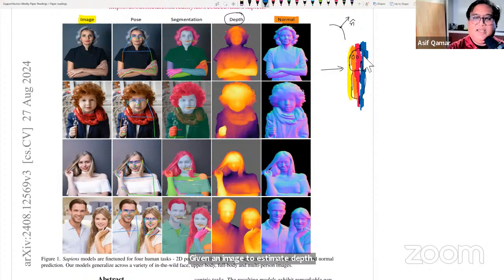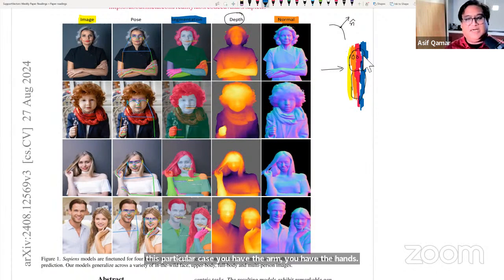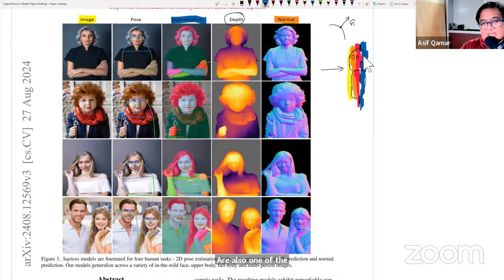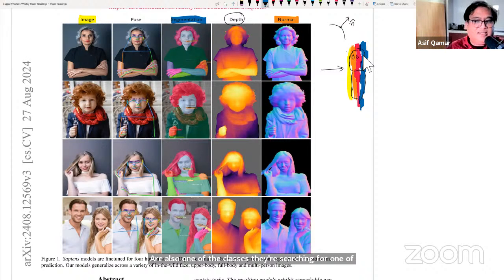The next thing that you're looking at is the segmentation. What does segmentation do? Segmentation takes a set of classes, let's say hand, arm. In this particular case, you have the arm, you have the hands, then you have the right arm, left arm, right hand, left hand, hair, face, then clothes, and so on and so forth. And if you look at the segmentation, that's what it is doing. It's recognizing, and here they have gone further. The lips are also one of the classes they're looking for. And in all of these images, you can see that the lips have been detected.